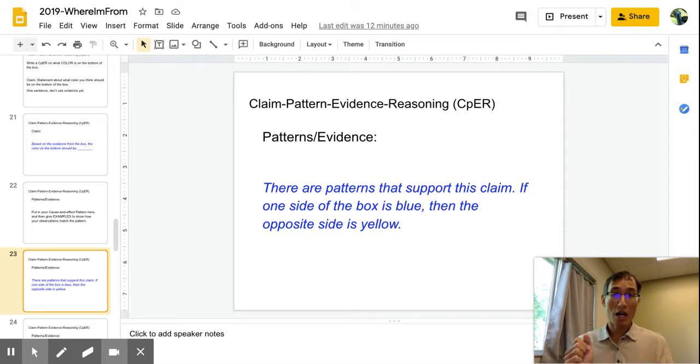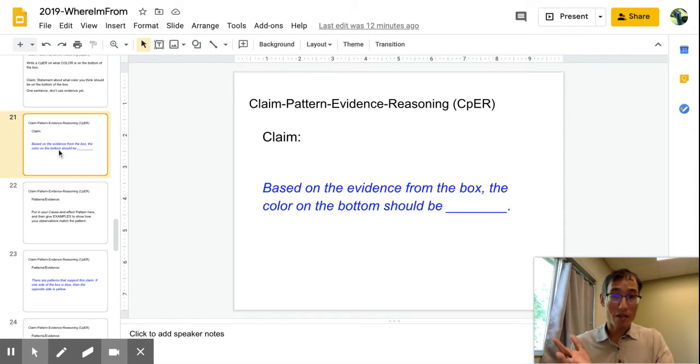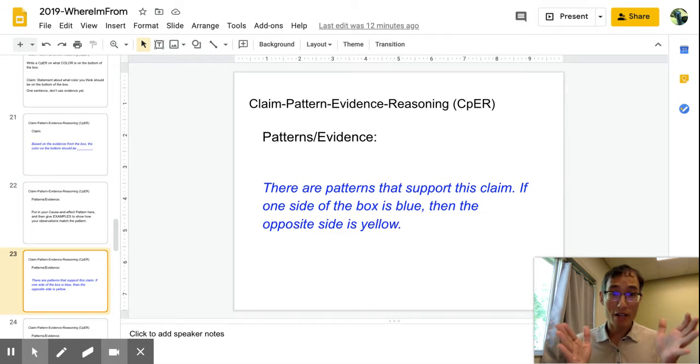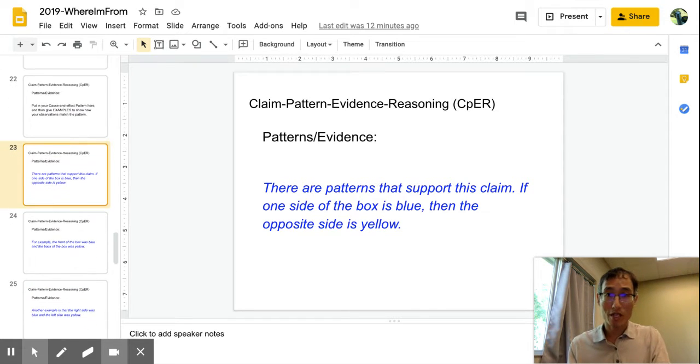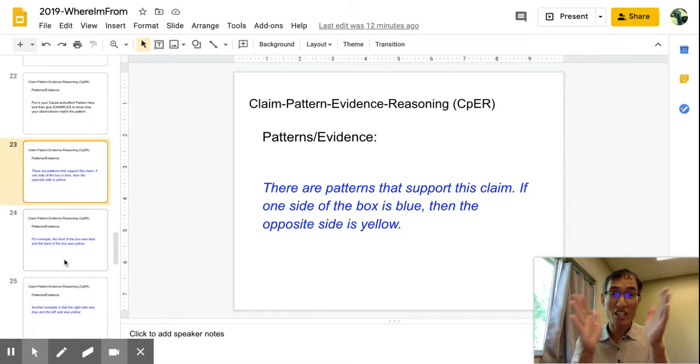So we started with based on the evidence, and now we've moved to these are the patterns. If one side is blue, then the opposite side is yellow. So that's my if-then statement. Okay, so anything that I've written in blue here, that's what you're writing down in your notebook.